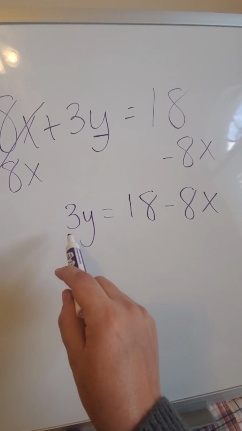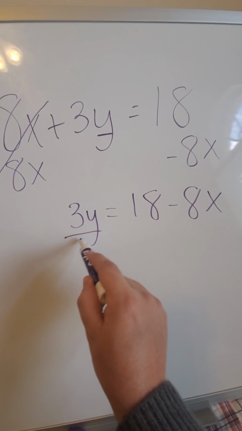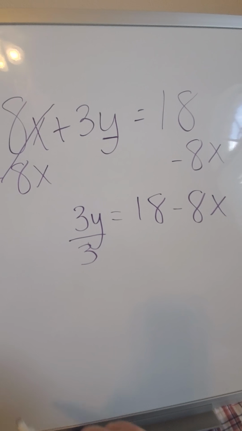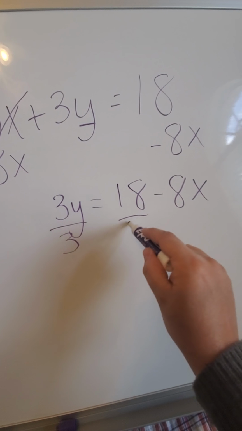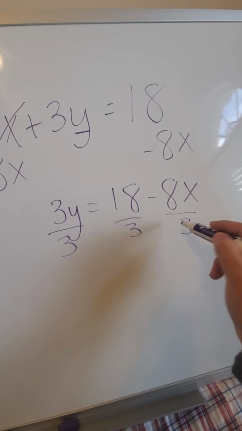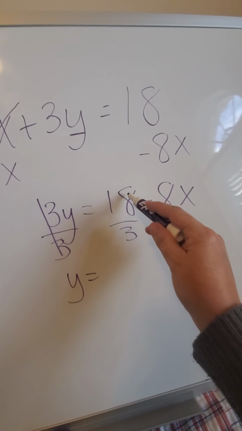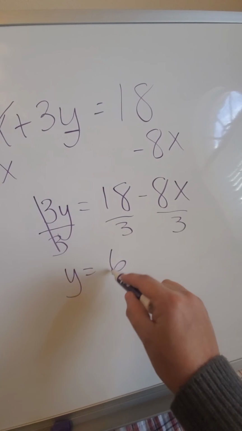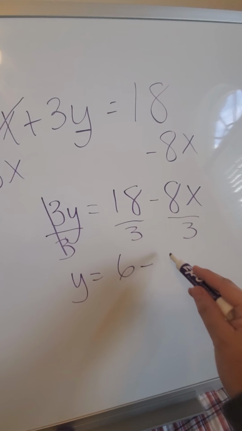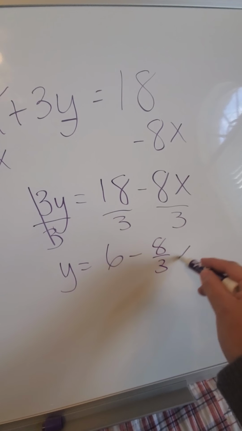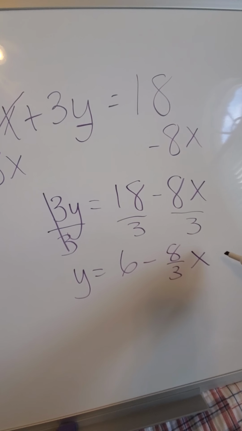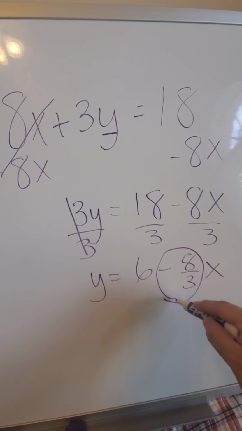Now the only thing left is this 3 in front of the y. So I'm going to divide by 3, that way I can cancel it. But if I do it to one side, I have to do it to the other. So I'm going to go all the way over. That cancels, so I have y equals 18 divided by 3 is 6, minus 8/3 x, because they won't go evenly. Just leave it as a fraction. Now that would be my slope, right?